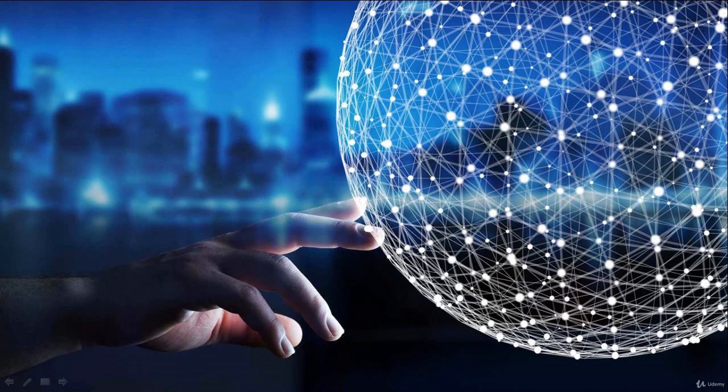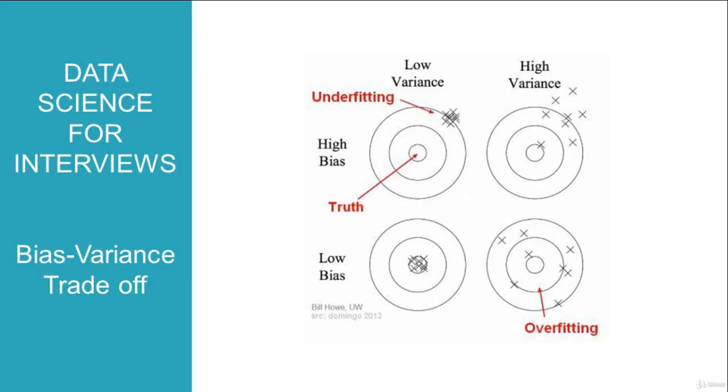The bias variance trade-off. Let's understand these terms first. Bias is the difference between the average prediction of a model and the correct value which we are trying to predict. A model with high bias pays very little attention to the training data and oversimplifies the model. It always leads to high error on training and test data.